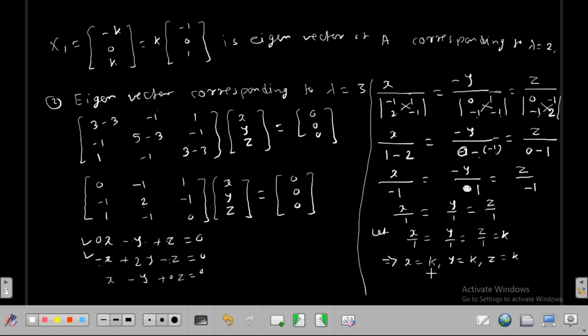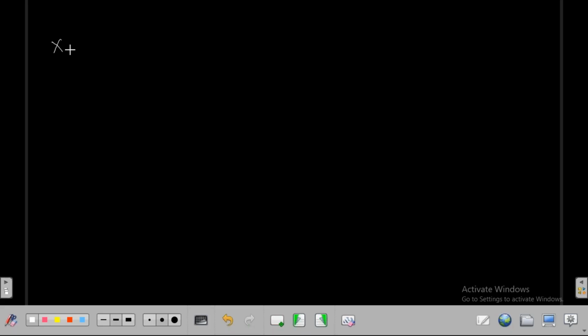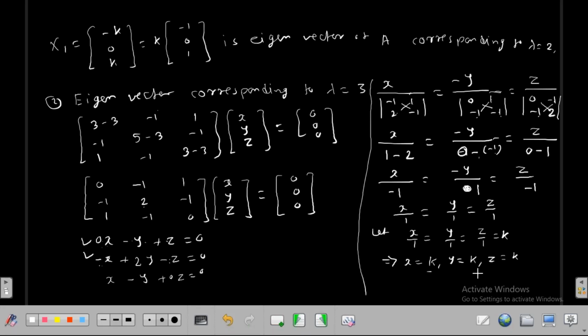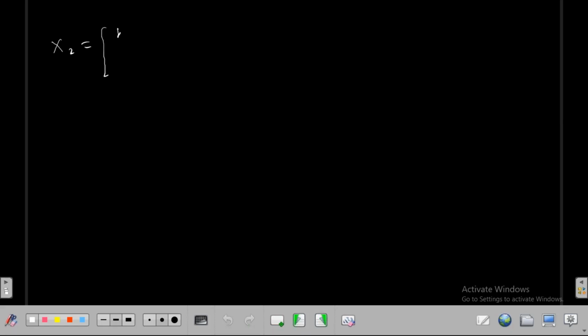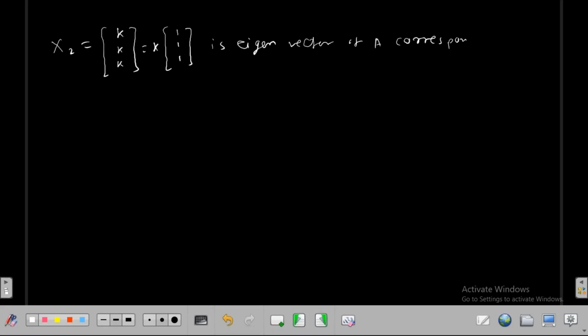So write this in the vector as x2, the second vector: x value k, y value k, z value k. So k, k, k. Take the common k here, so we get 1, 1, 1. So this is the eigenvector of A corresponding to lambda equal to 3.